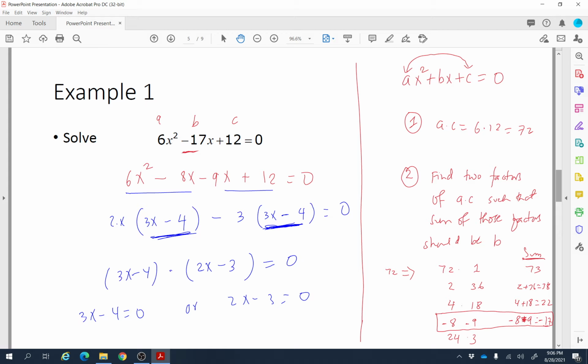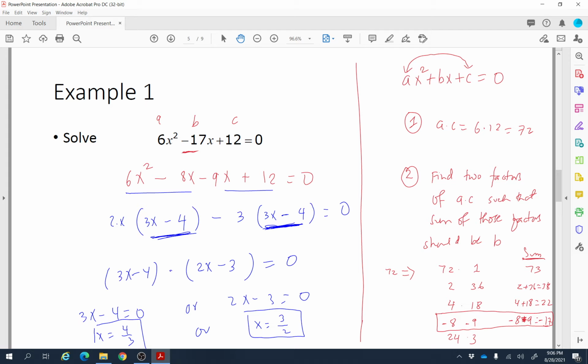For that, just add 4 to both sides and then divide by 3. It's going to give you x equals 4 over 3. Similarly, add 3 to both sides and divide by 2. It's going to give you x equals 3 over 2. So the solution for this quadratic equation would be either 4 over 3 or 3 over 2, or both of them.